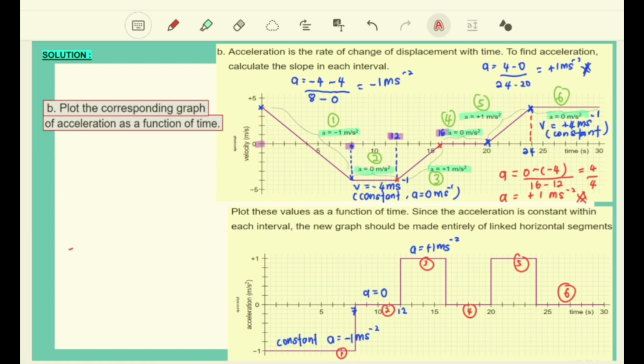So look carefully. From 0 to 6 seconds, wrong. From 0 to 7 seconds, correct. A is negative 1 meter per second squared. It's constant from 0 to 7 seconds. Okay, alright, good.